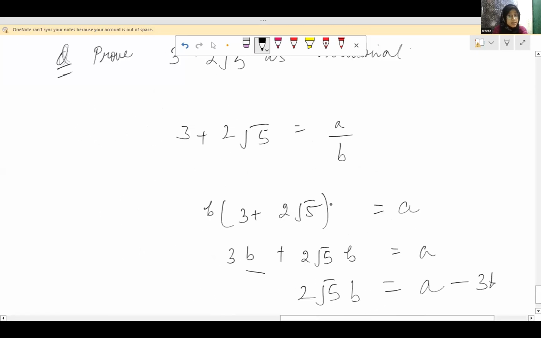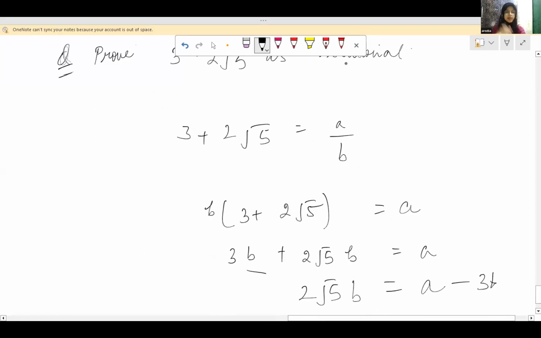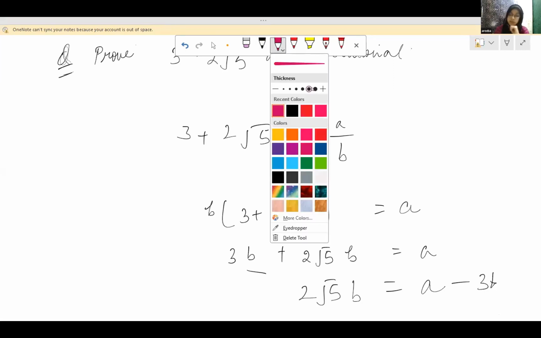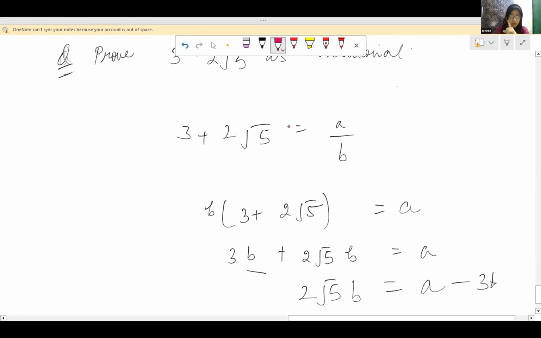Yes, now tell me the first line which I'm going to use. Let us assume, Wali, the first line. Let us assume that 3 plus 2 root 5 is a rational number. Very good. Yeah, 3 plus 2 root 5 is equal to a by b, where a and b are co-primes. Co-primes, yes.